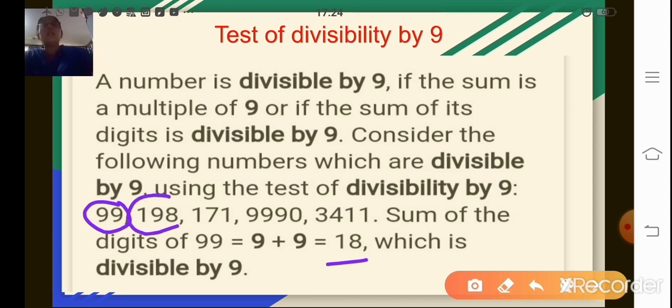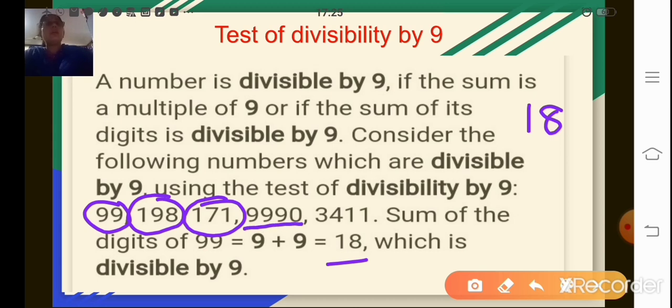Now let us take 198. Now 198, when you add 9 plus 1 is 10. 10 plus 8 is 18 again. Correct? So 18 can easily be divided by 9. 9 2s is 18. So 198 is also divisible by 9. Now let us take this number 171. 1 plus 7 is 8. 8 plus 1 is 9. 9 itself is divisible by 9. So we can say that 171 is also divisible by 9.